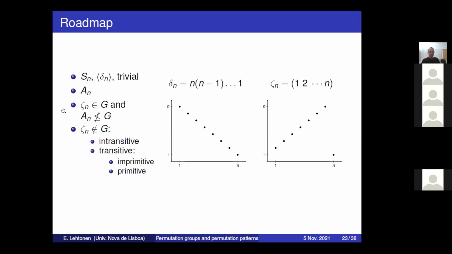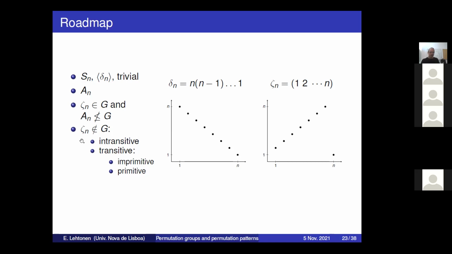The first distinction is made according to whether the natural cycle is contained in our group or not. So this would be the first case distinction. And for those groups where we do have the cycle, we have a nice description. As for the groups where we don't have the natural cycle, we have to make further case distinctions. The next distinction is made between intransitive and transitive groups.